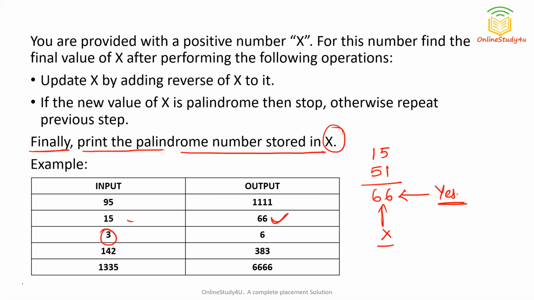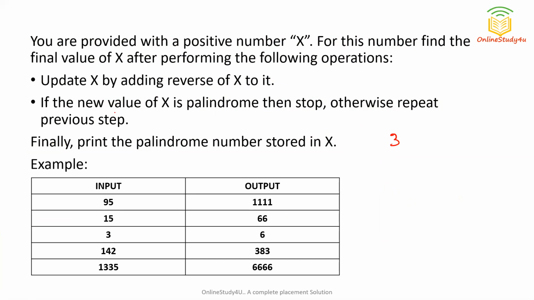Now suppose it is 3. Remember, the number is not checked initially. Initially we have to add at least one time. We have to add the reverse of that number. So what is the reverse of 3? The reverse of 3 is 3 itself. So it will become 6. Now in the second step we have to check. You can see now it is a palindrome, because a single digit number is always a palindrome.